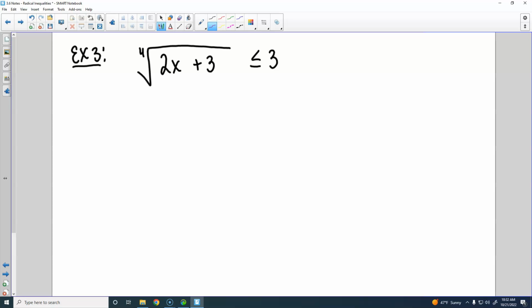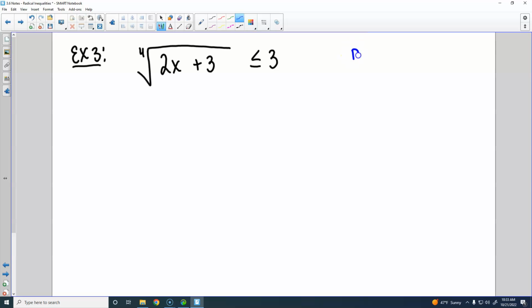All right, so this time we've got a fourth root. The fourth root of 2x plus 3 is less than or equal to 3. Can I have negatives under a fourth root? No. Can I have negatives under a third root? Yes. So if you get something with a cube root, you do not have to consider the domain, because it's okay to have a negative under any odd root. But if it's a square root, fourth root, sixth root, any even root, you have to consider the domain.